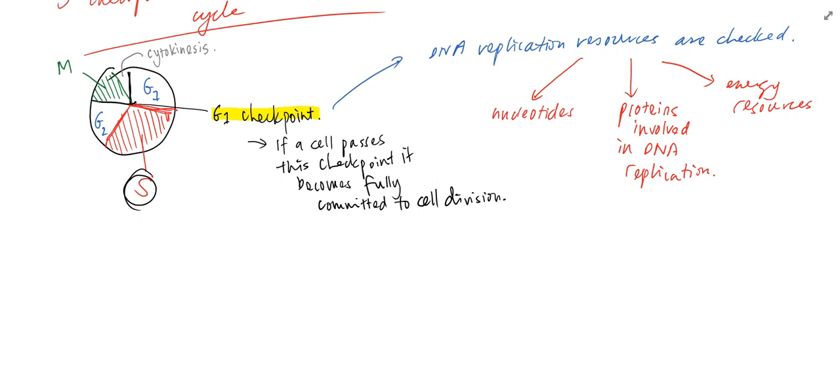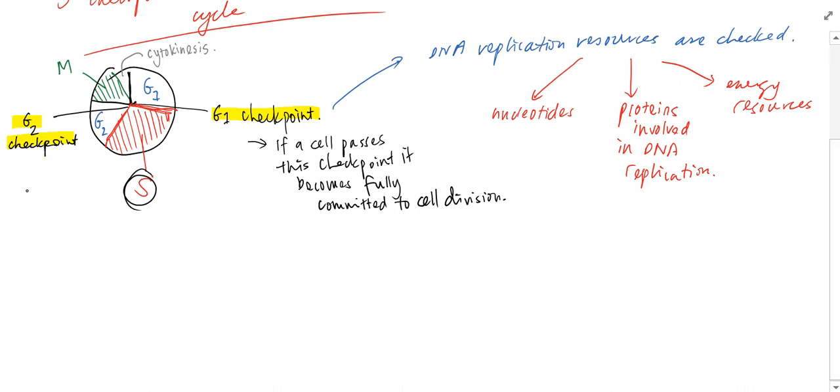The second checkpoint occurs someplace in the G2 phase. So this is called the G2 checkpoint. Now the G2 checkpoint is somewhat similar to the G1 checkpoint in that the DNA is checked and also certain proteins are checked. But the focus is different. Since DNA replication has just occurred, we're not going to be needing proteins anymore for DNA replication. Instead, now we have to look at proteins that are involved in mitosis.